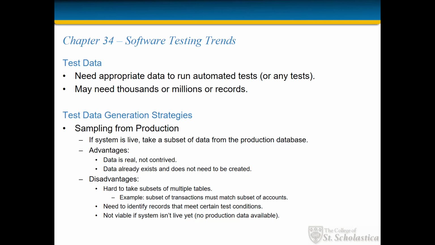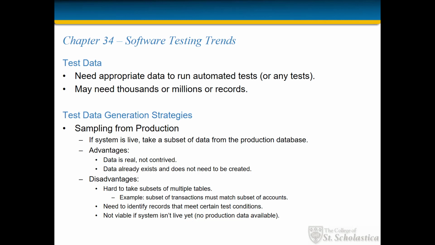The book talks about four different strategies for getting test data. The first strategy that is used is to sample data from production. So this works if the system is already live. So you've already got a production system and you're maybe making changes to it, which is why you're testing. If you've already got a production database, you can take a sample of that data. Now typically you don't take the entire production database, because that can be itself millions or billions of records. So we're looking at taking a small subset of that production data.